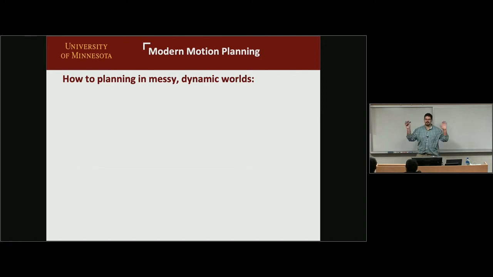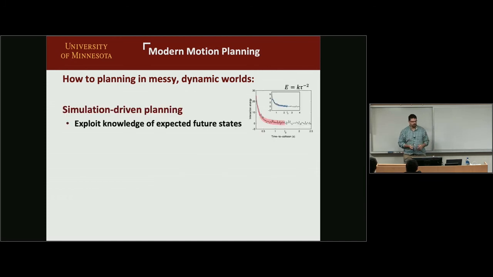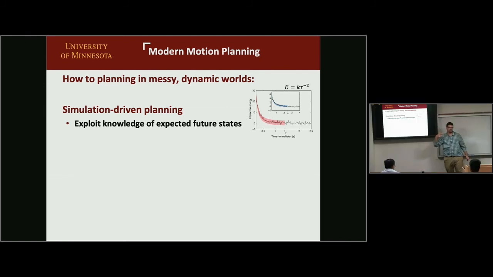Okay, so let me back up. Really high level, I think there's 3 key takeaways for having your robots move well in this kind of messy dynamic world. One is that try to use your knowledge of the world effectively. Try to understand how the world's going to work and exploit that knowledge of your expected future states.